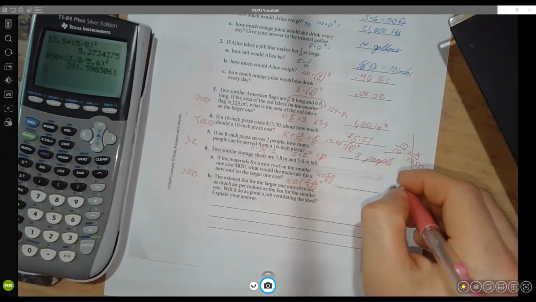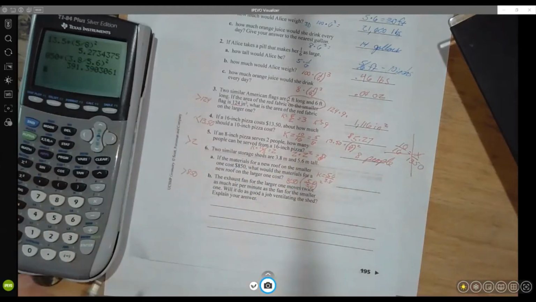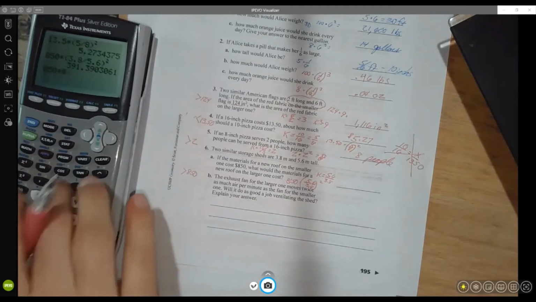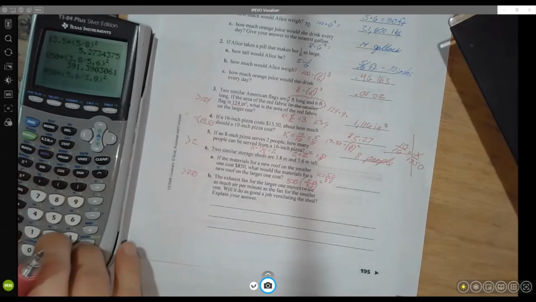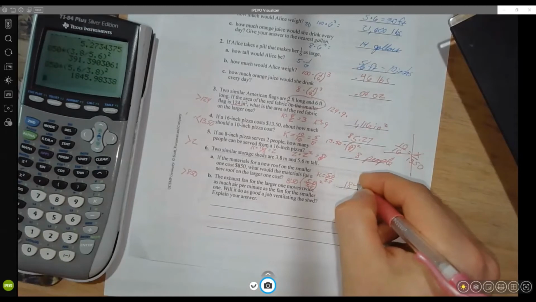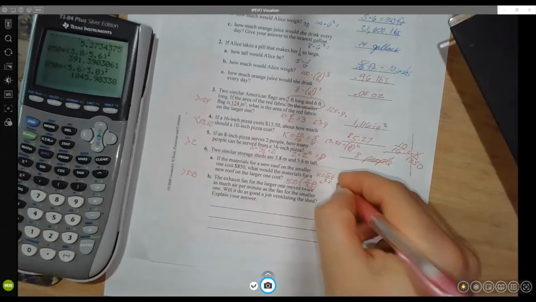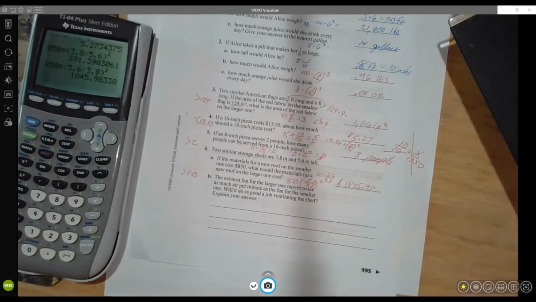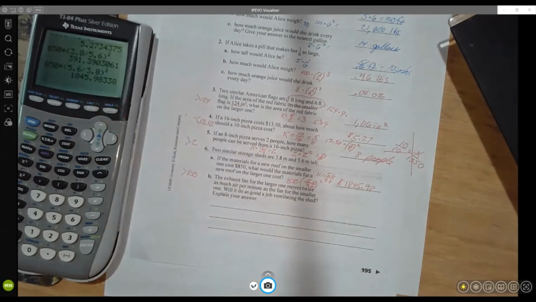And I did something wrong. Oh, I flipped it. Sorry about that. Okay, $1,845.98. So when I saw that my answer, when I typed it in the wrong way, was less than $850, I was like, okay, I must have done something wrong, because it can't cost less to do the bigger shed.